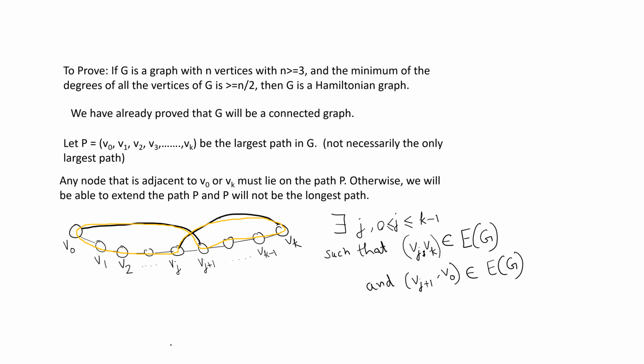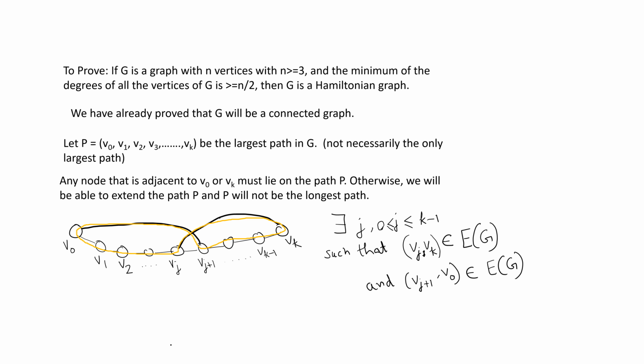So if that is true, then what will happen? V0 will have at least n by 2 neighbors, you know that. So among all of these nodes, V0 will have a lot of neighbors. If V0 is a neighbor with any one of them, let's say it's a neighbor with V2, then obviously V1 should not be a neighbor of Vk. Otherwise this cycle will exist, which we have already assumed that we don't have.